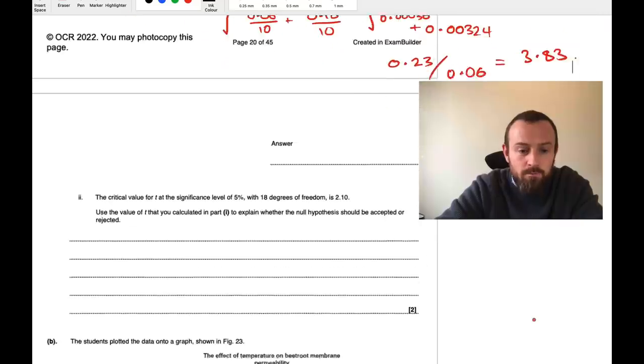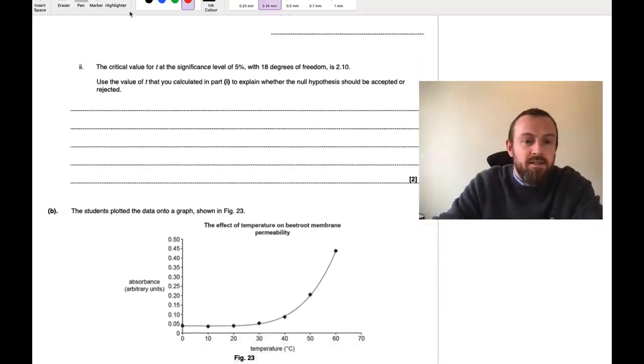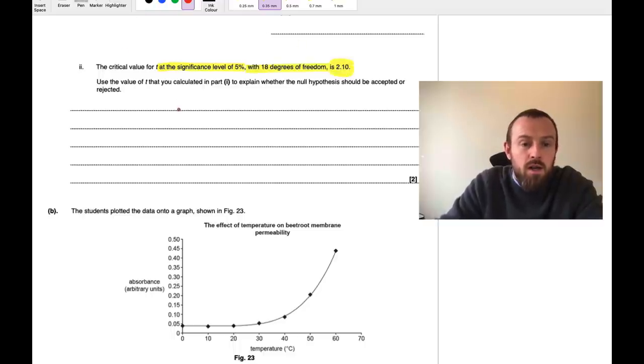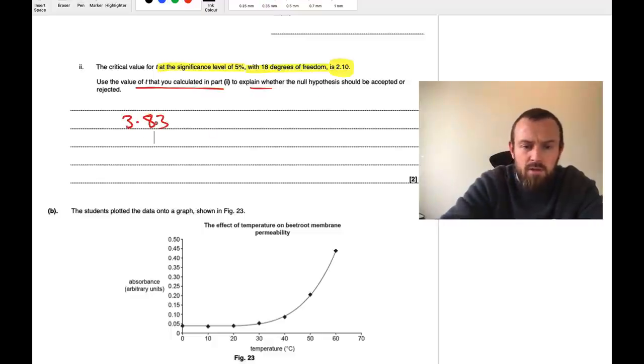So moving on, it says the critical value for t at the significance level of 5% with 18 degrees of freedom is 2.10. So basically, do we reject the null hypothesis or accept it? So what you would say is 3.83, is that right?